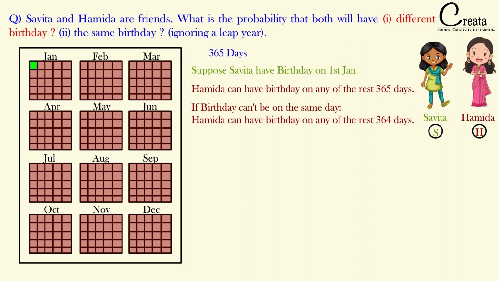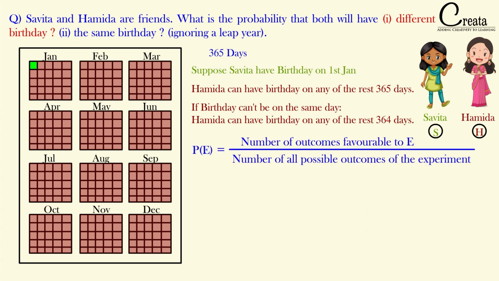Now we will use the formula. This is the formula. We will start with the denominator. What are the total possible outcomes? The total possible outcomes are 365 days. These are the total 365 days of a calendar year that will come in the denominator. And what will come in the numerator? In the numerator, it will be 364 days in which Hamida can have the birthday.